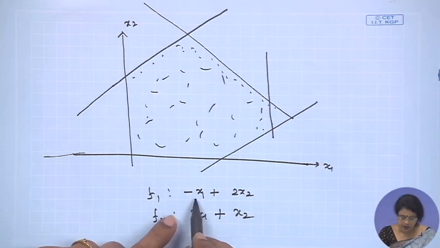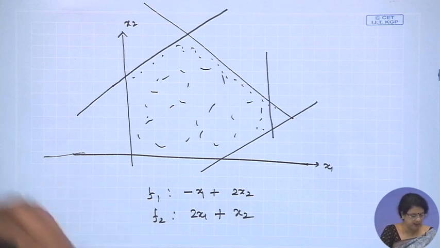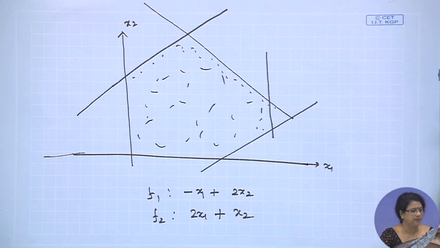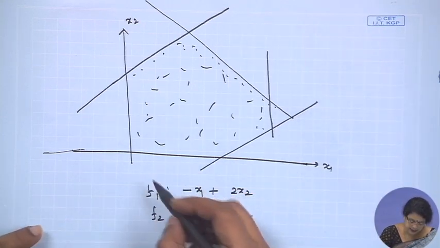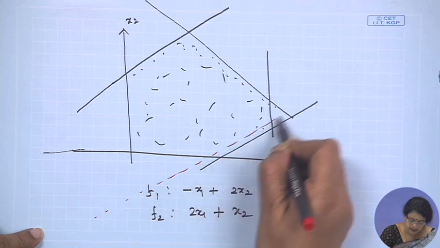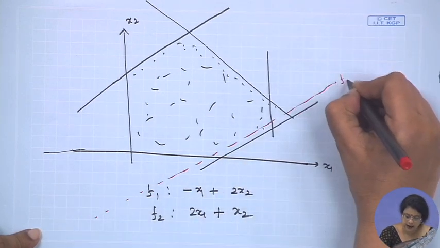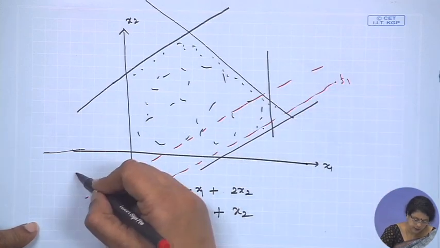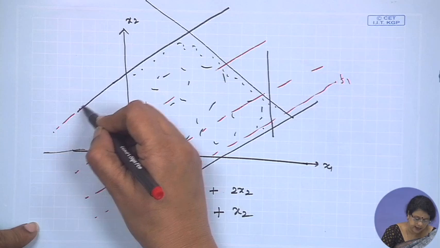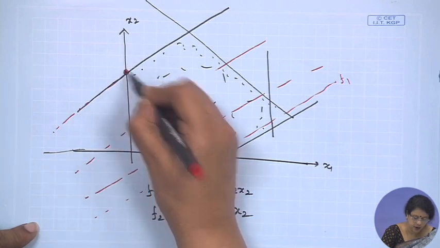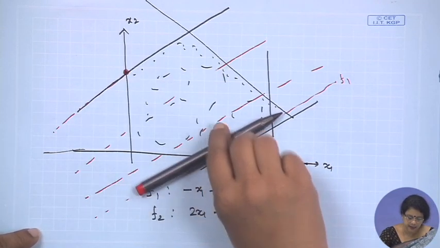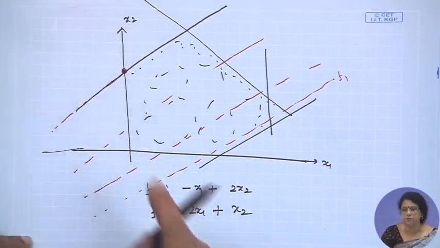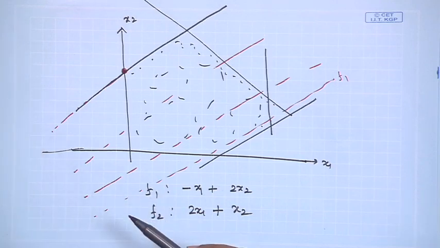All right. Now, minus x 1 plus 2 x 2, we could see that this is the slope of f 1, the red color. If it moves this way, then ultimately here I will get the optimal solution, because maximally the objective function can move this way; after this it will be out of the feasible space. Okay. This is for function 1.